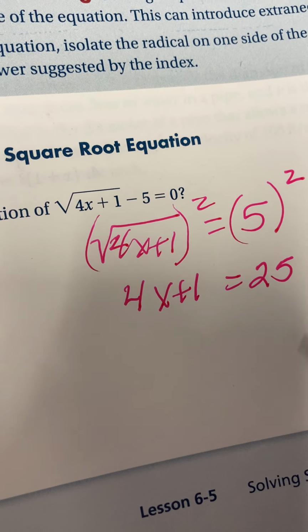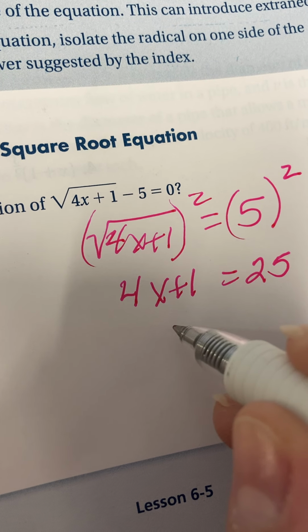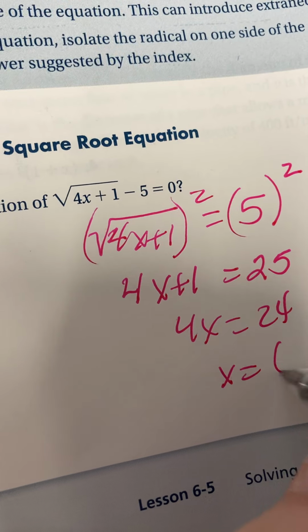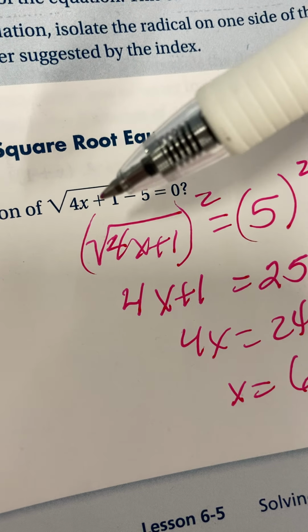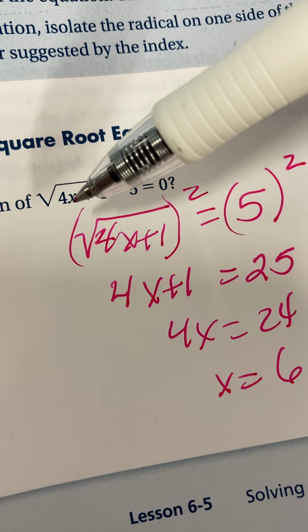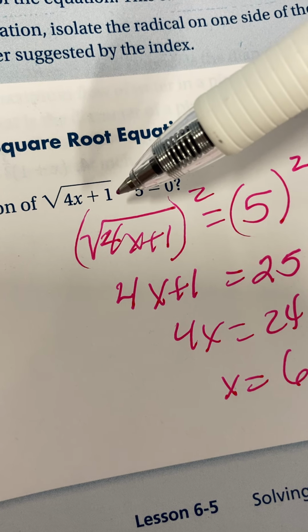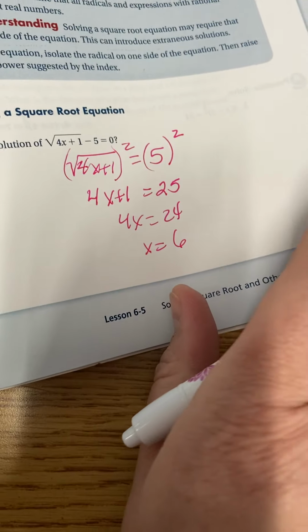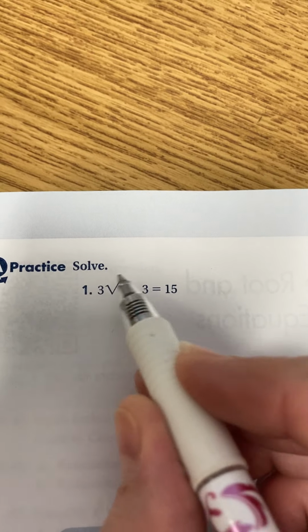Now it's just a basic algebra problem. You're going to subtract that over, and you get 4x to equal 24, and then you get x to equal 6. Checking back in, you're going to put 6 here, which is 24. 24 plus 1 is 25. The square root of 25 is 5, and 5 minus 5 is 0. So there's your answer.